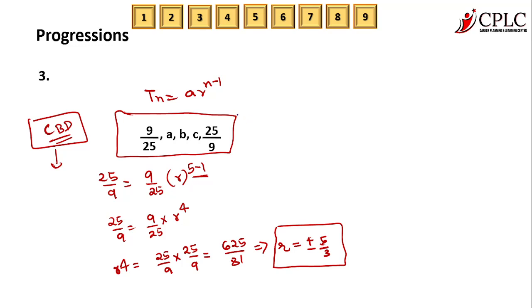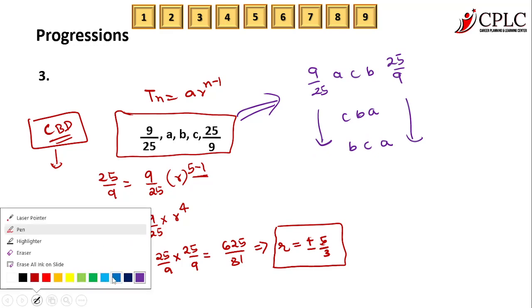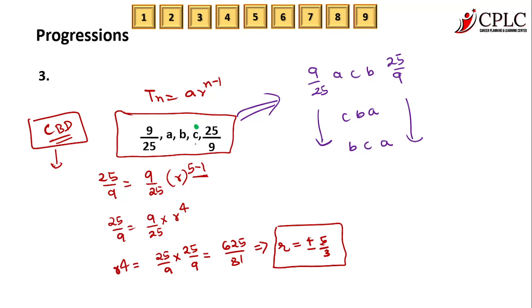So for all you know, this is one way. The other way would have been I would have written, let's say, A, C, B, or I would have written C, B, A, or I would have written B, C, A, and so on and so forth. Now, what really happens in that case? In the first arrangement, C is the fourth term, so you will do T4. In the second one, it's the third one, so you will do T3. In the other one, it is the second term, so you will do T2.